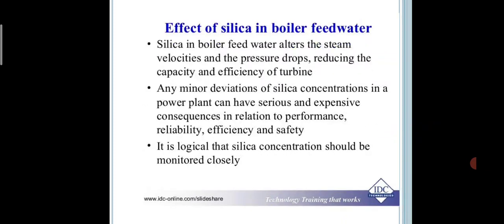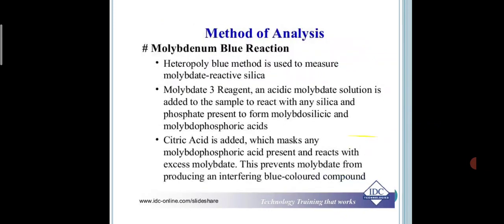Effect of silica in boiler feed water. The silica in boiler feed water alters the steam velocities and pressure drops, reducing the capacity and efficiency of the turbine. Mostly the silica present in a sample affects the efficiency of the turbine. Any minor deviation of silica concentration in a power plant can have serious and expensive consequences in relation to performance, reliability, efficiency and safety. It is logical that silica concentration should be monitored closely.